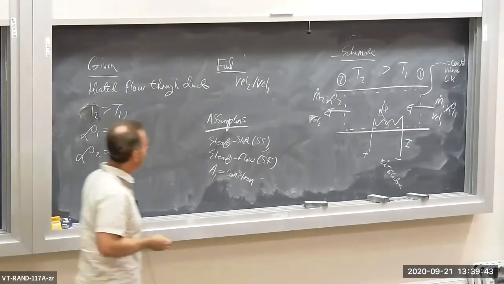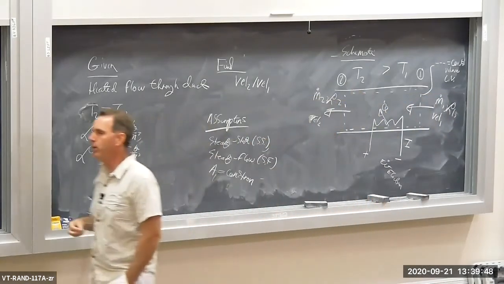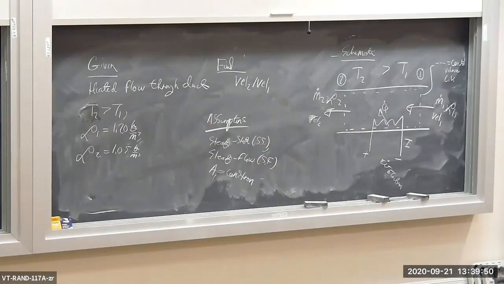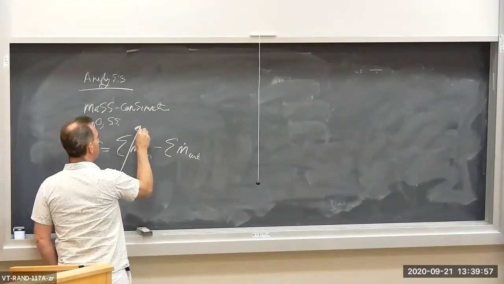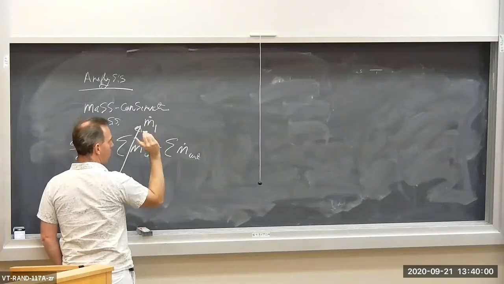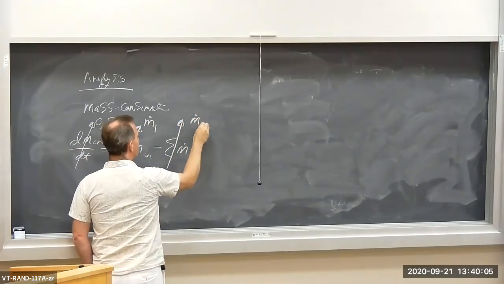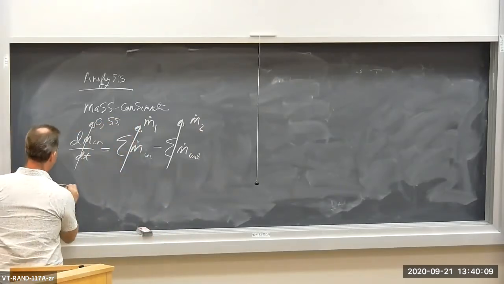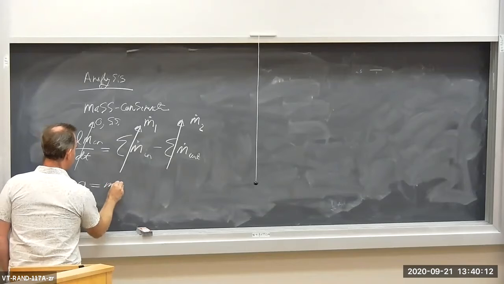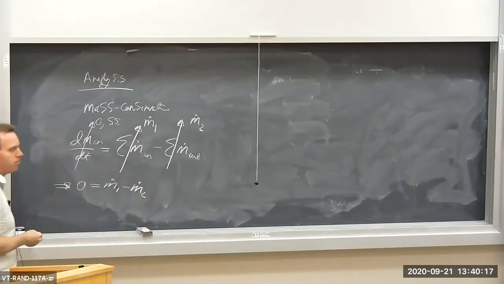I have one inlet at location 1 and one outlet at location 2. So I'm going to put in m-dot 1 and m-dot 2 for my inlet and outlet. My inlet is at location 1, so I have m-dot 1, and the outlet at location 2 gives m-dot 2. So this implies 0 is equal to m-dot 1 minus m-dot 2. That's what mass balance says.